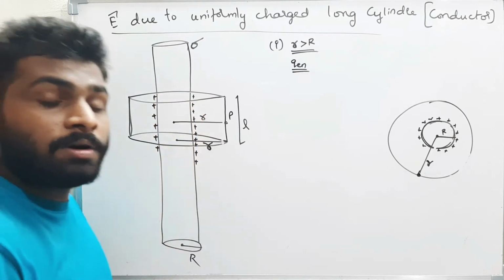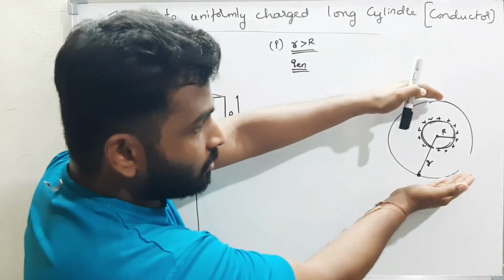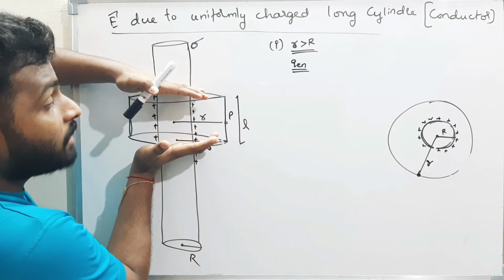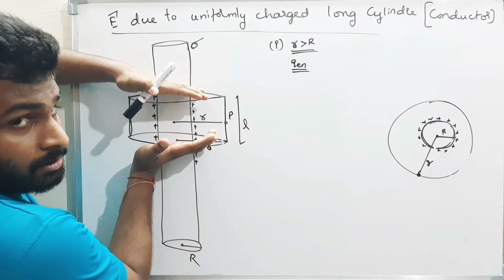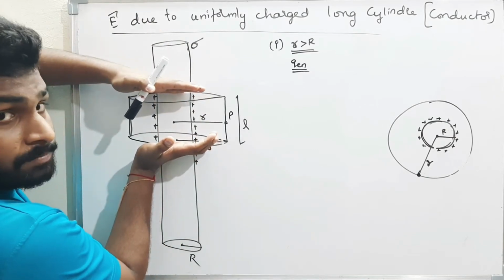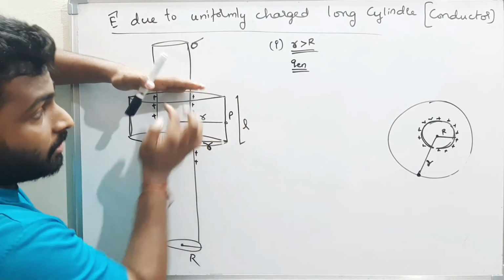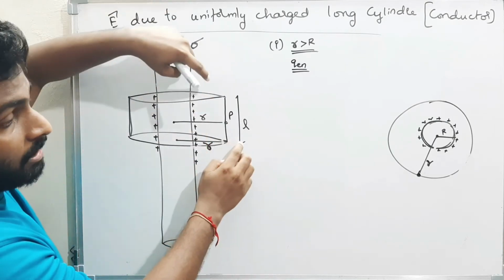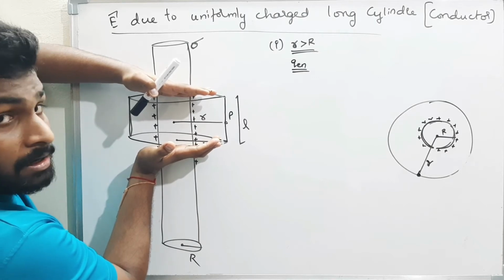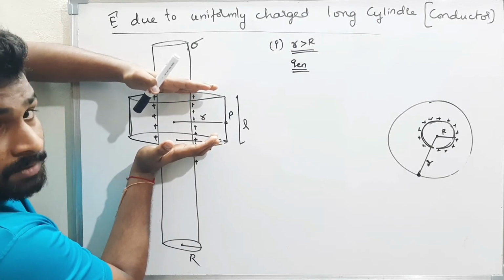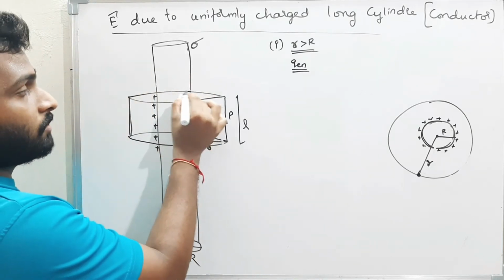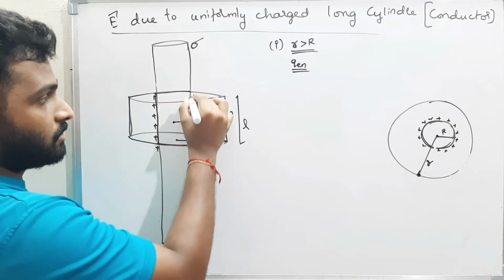Okay, now what is the charge enclosed? This Gaussian surface is present, so how much charge is inside it? The charge is throughout the cylinder, but how much of the cylinder is present in this Gaussian surface? Only a length L of the cylinder is present in this Gaussian surface. Will you accept that? Okay, now what is the area of the cylinder which is present in this Gaussian surface?